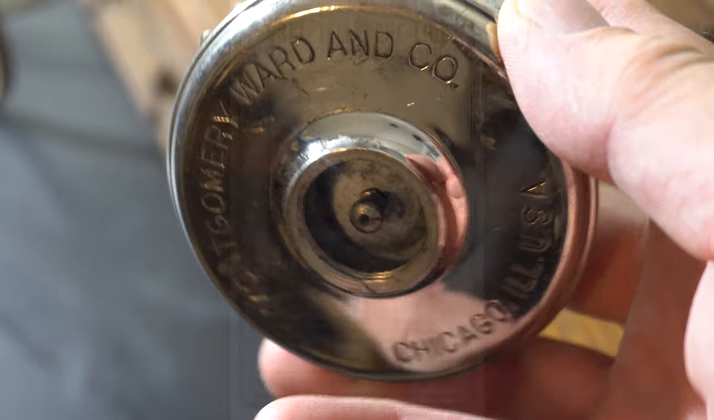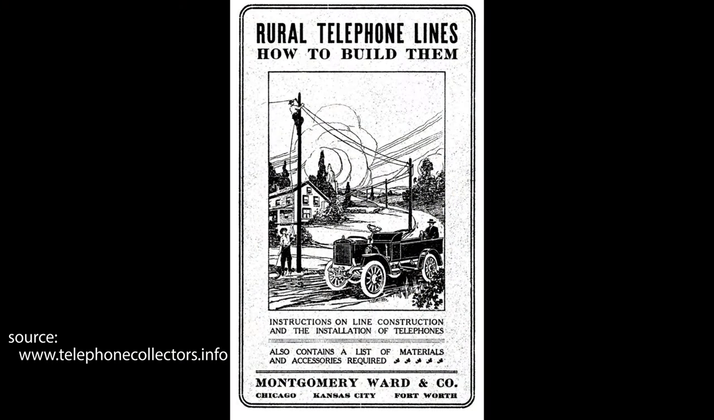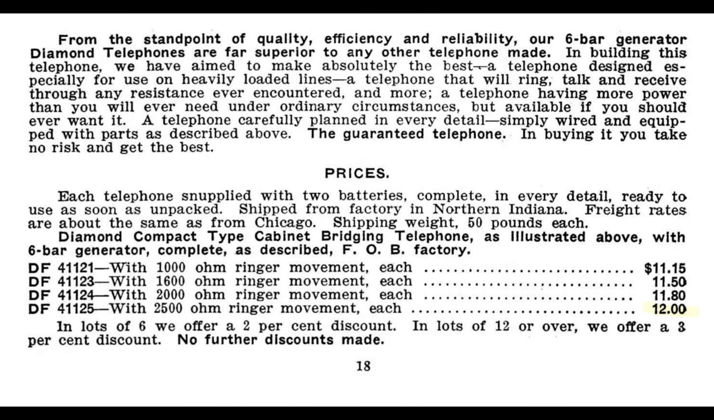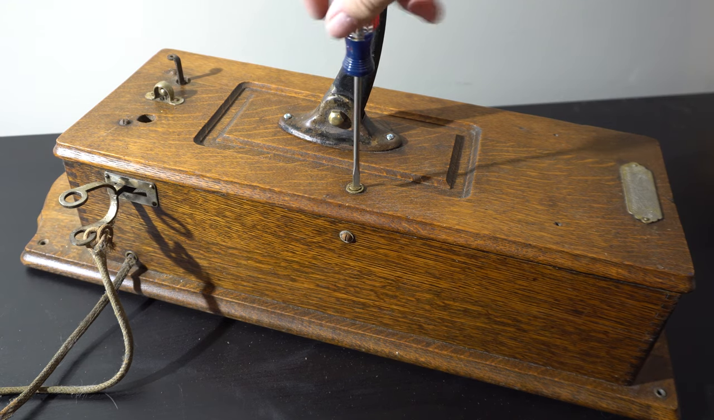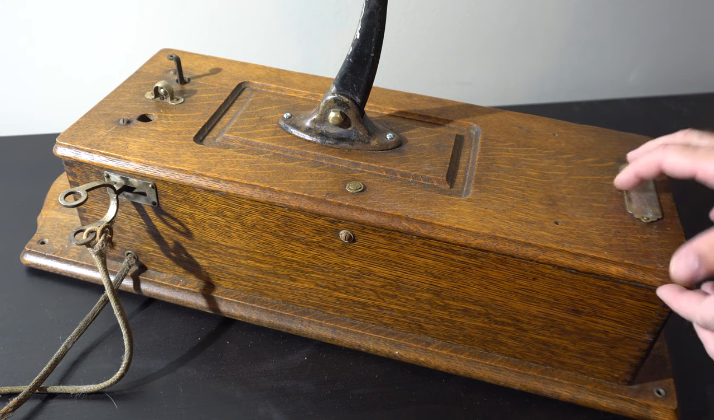Before I continue, one last bit of history. Many of the images in this video came from a book called Rural Telephone Lines and How to Build Them by Montgomery Ward, and you can find that on telephonecollectors.info. And also the cost of this phone when it was new was a whopping $12. For the rest of the video, we're going to look inside the phone and start taking a look at each of the electronic components. There are several compartments.